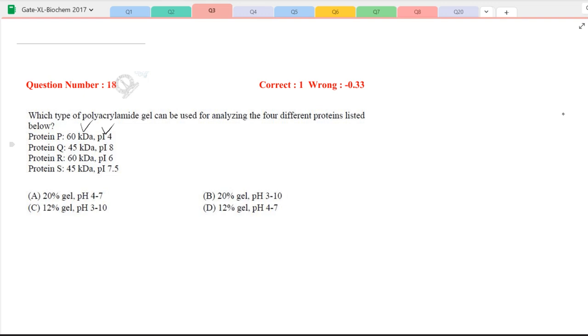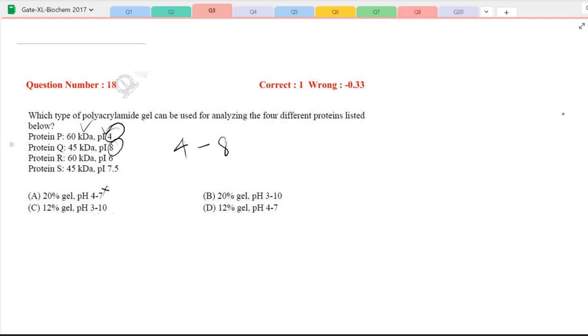So here if you look at this, the isoelectric point varies from 4 to 8. So 4 is the lowest one and 8 is the highest one. So of course you cannot have the gel which has a pH of 4 to 7, because then we cannot get the band resolved for 7.5 and 8. However, the answer has to be the pH in the range of 3 to 10.